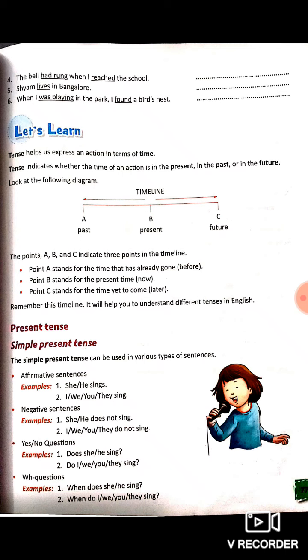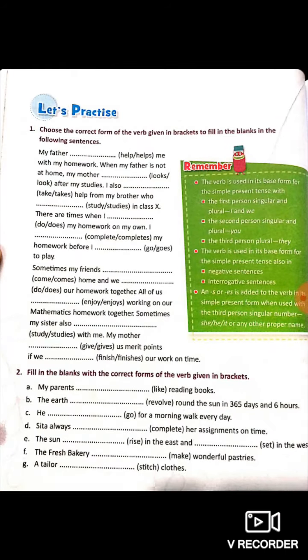Yes no questions: does he, she sing, and do I, we, you, they sing. For WH questions: when does he or she sing, when do I, you, we, they sing. This is how we frame sentences in the present form. Now let's take a look at the structures of these sentences in the next slide. Children, in this page you can see there are two exercises. I urge you to do these as homework. These will be some practice exercises for you.